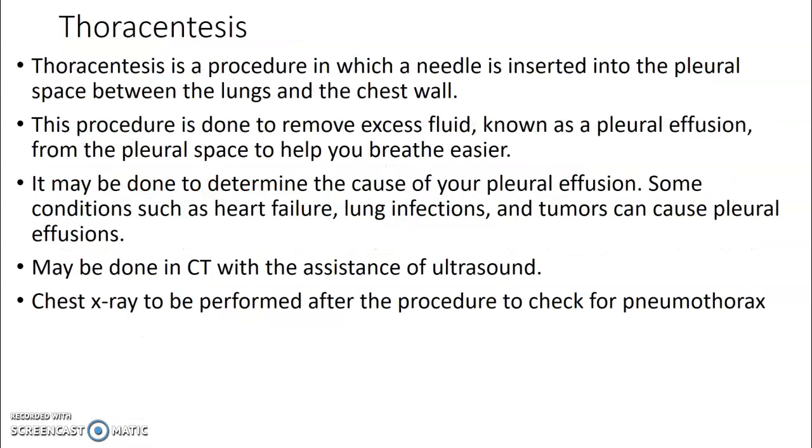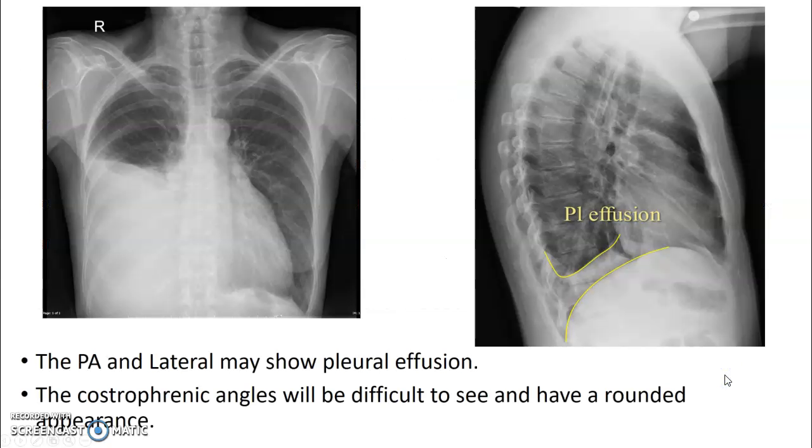Thoracentesis is a procedure in which a needle is inserted into the pleural space between the lung and the chest wall. It's done to remove excess fluid, known as pleural effusion, and to help the patient breathe easier. It may be done to determine the cause of your pleural effusion. They might take testing to send to the lab to see what's going on. And then we often do a chest x-ray after that to look for pneumothorax, just in case that needle caused a pneumothorax.